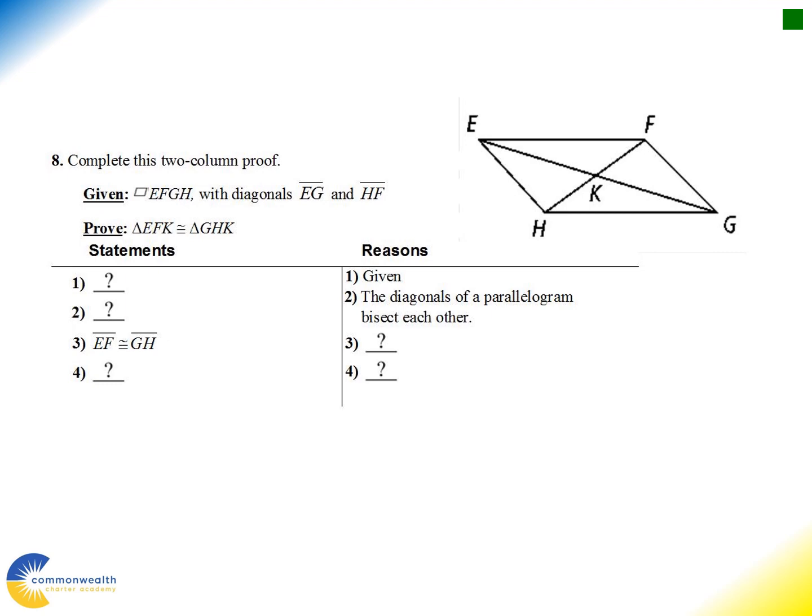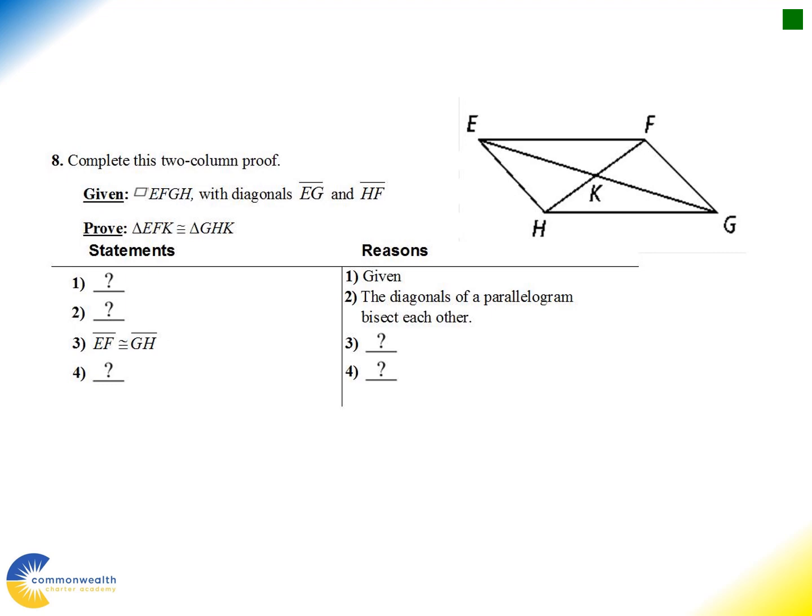Again, as I do this proof, going back to some things, the fact that triangles EFK and GHK are supposed to be congruent, that's something I'm looking to show. It's next to the word prove, so that's not a given piece of information, and I don't know it's true, so I can't use that those are congruent to make any other statements in here. The statements I make in here should lead me to the conclusion that those two are congruent to each other.